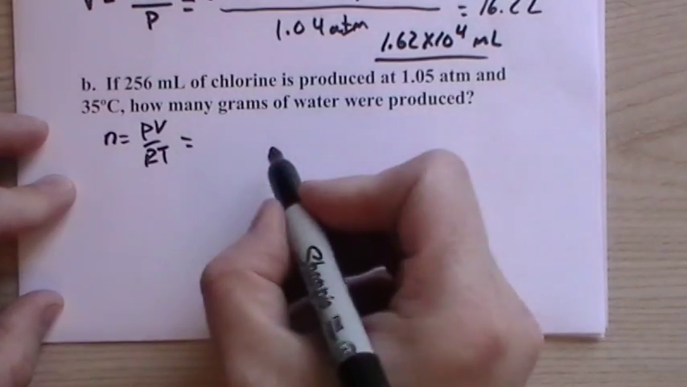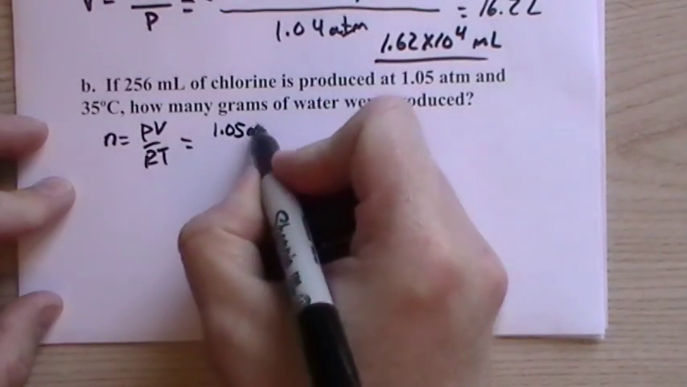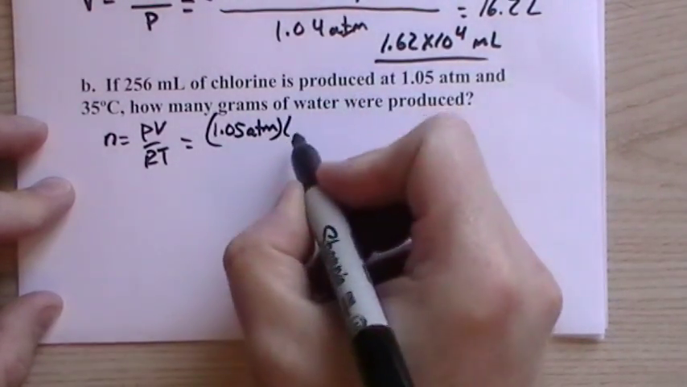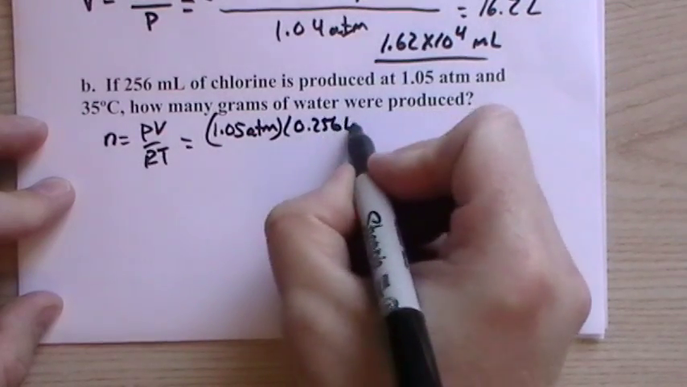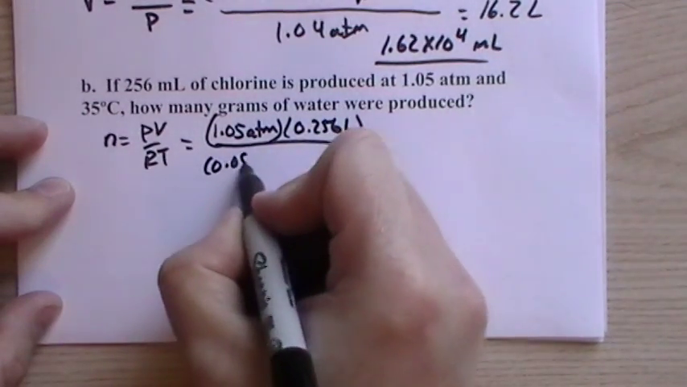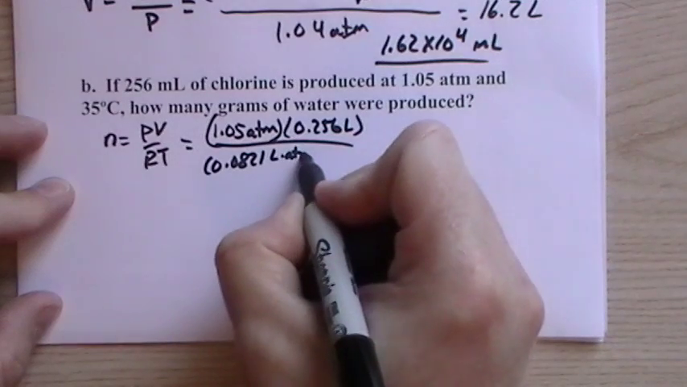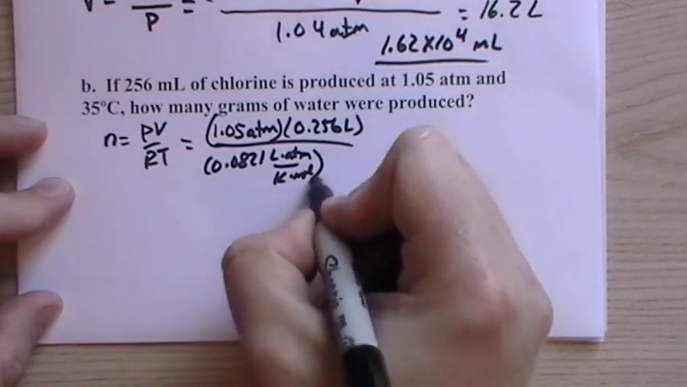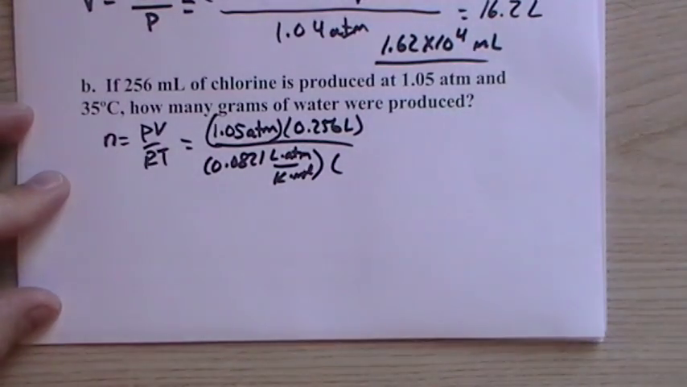So the pressure is 1.05 atmospheres. The volume is 0.256 liters. R is 0.0821 liters atmospheres per kelvin mol. Temperature is 35 degrees. I think that's 308, but I'm going to do it out.